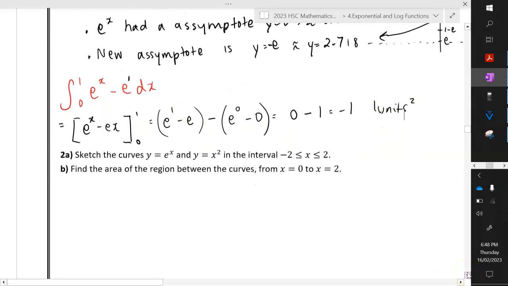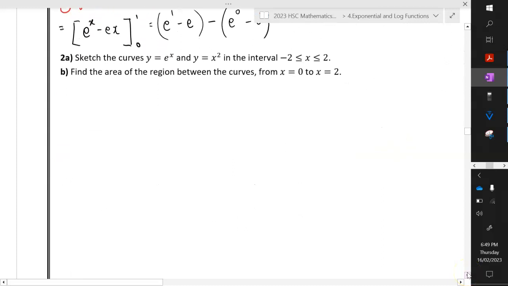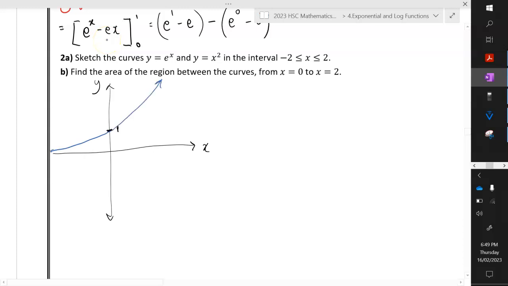Okay, number 2 wants us to sketch the curves y equals e to the x, so we've done that above, and y equals x squared in this interval. Okay, we can easily do that. So let's draw up ourselves an axis. Got an x, got a y. Let's go e to the x. We know e to the x is going to hit at 0, 1. I'll change the color of that for us. It's going to go along here, up here like this. And that's e to the x.